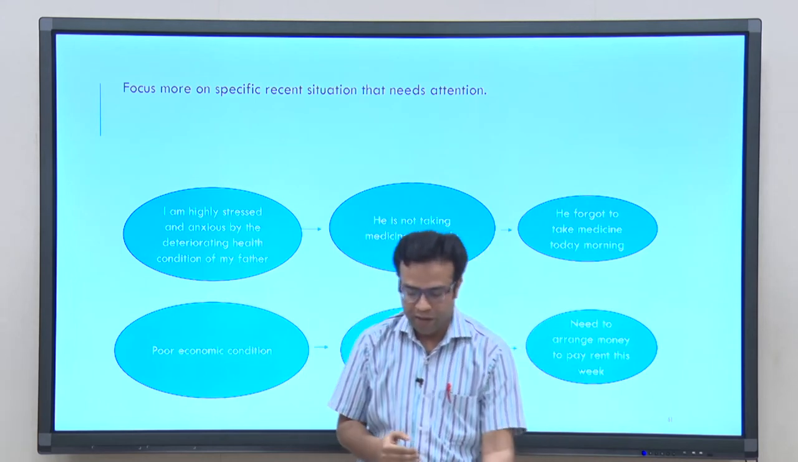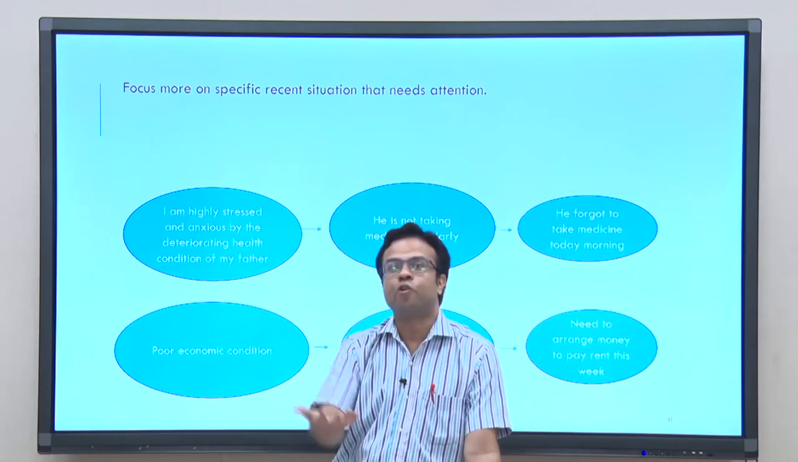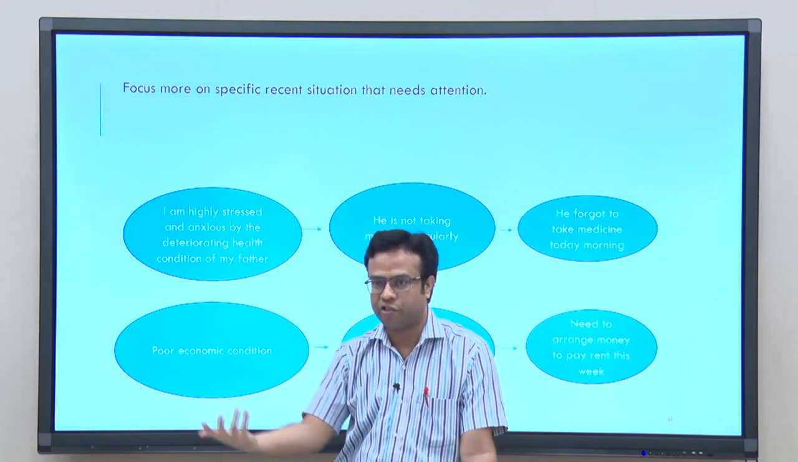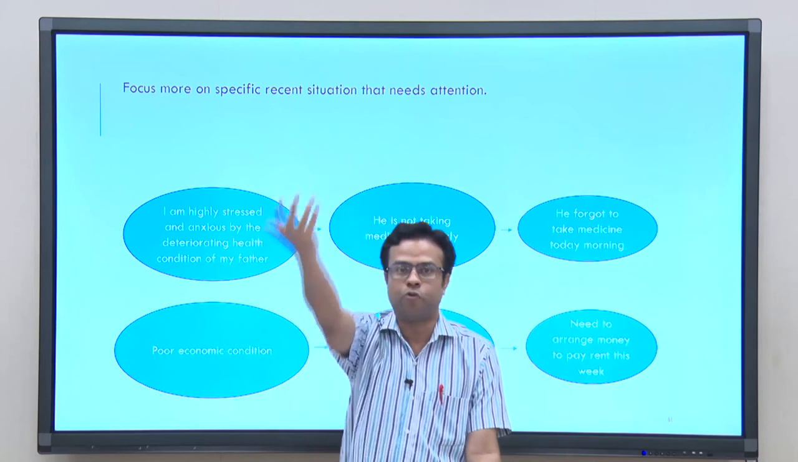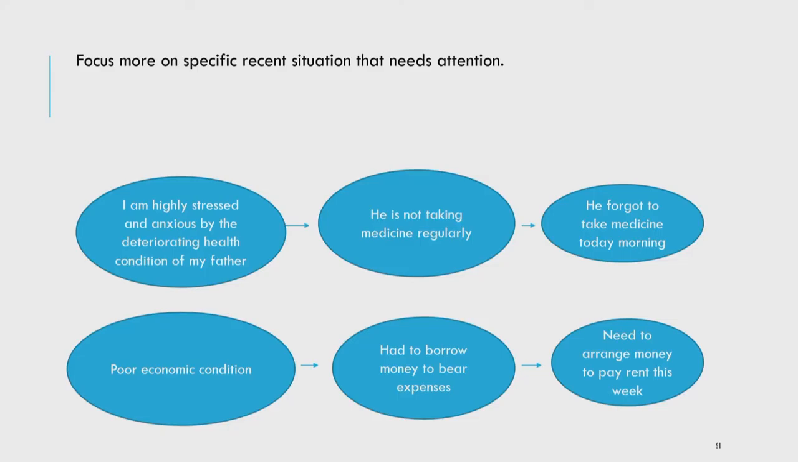Another example could be somebody dealing with a poor economic condition. Poor economic condition is a very general global stressor. You don't know actually what to do with it. So, let us say one of the aspects of poor economic condition is that you had to borrow money to bear expenses. So, you have borrowed money from other people, which is causing stress.